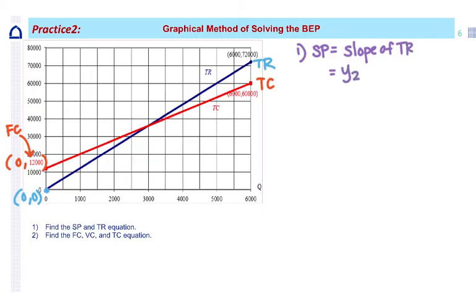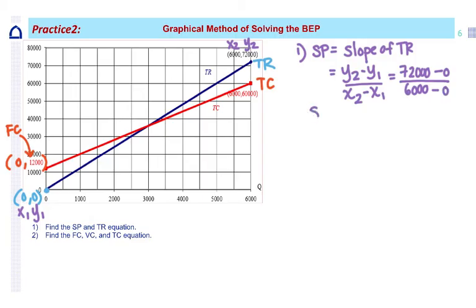So that's the change in y's, y2 minus y1, divided by the change in x's, x2 minus x1. Where do we get those numbers? There's your x1, y1. There's your x2, y2. So we plug those numbers in. 72,000 minus 0 divided by 6,000 minus 0. And we get that the selling price was 12 dirhams for this item, just from looking at the revenue graph.